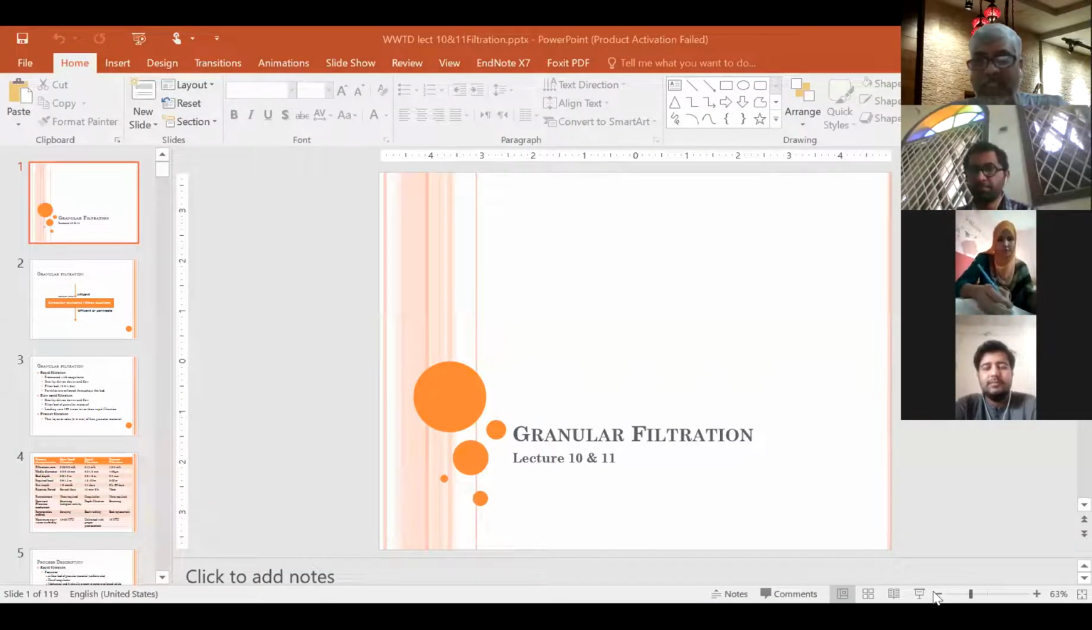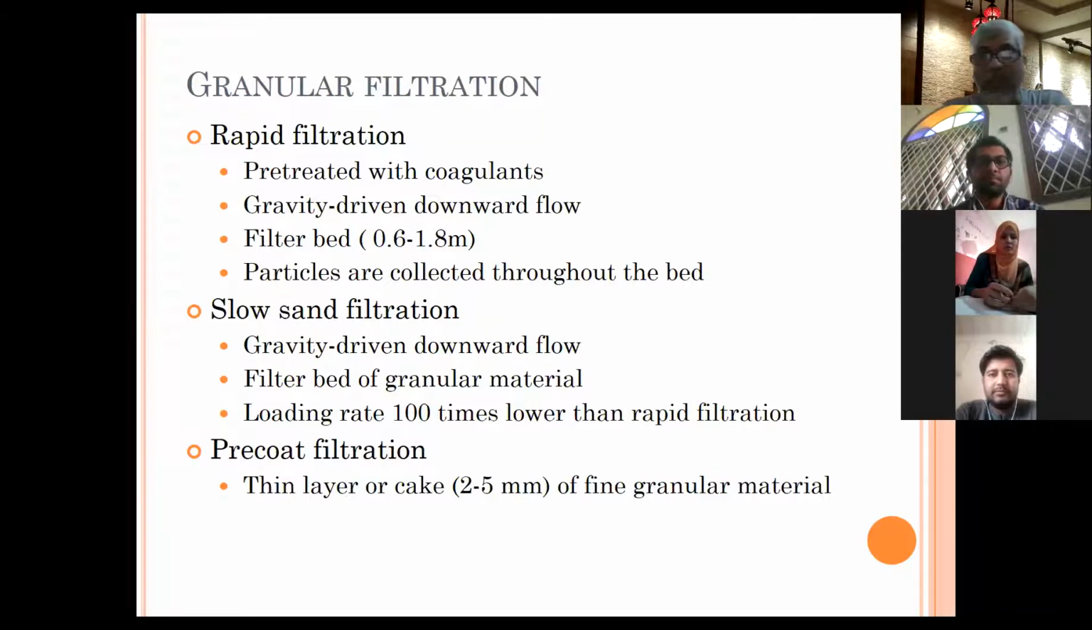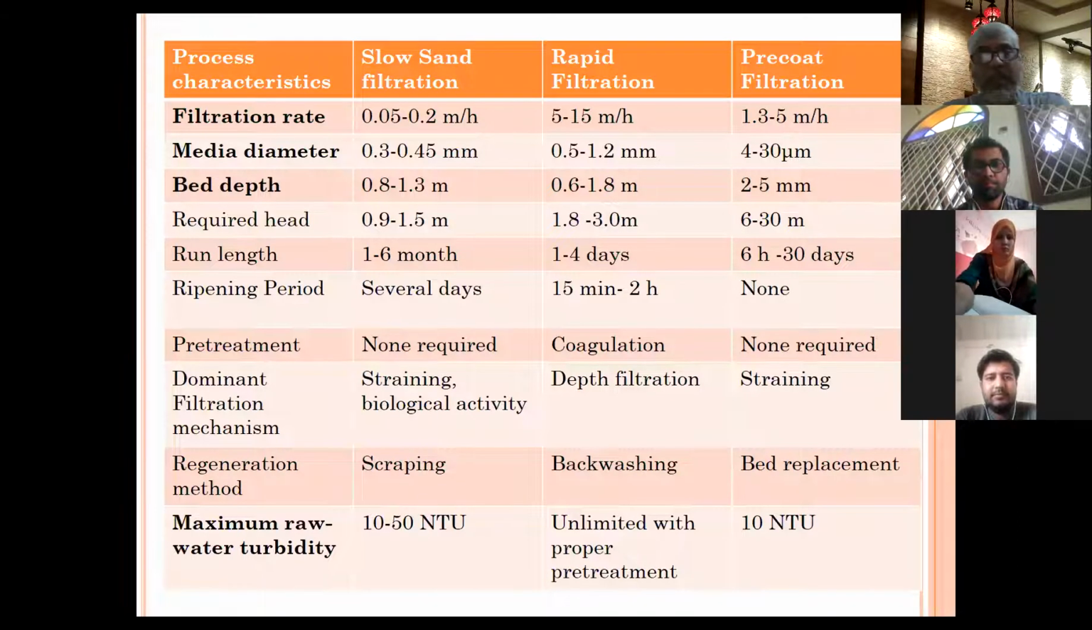Okay, I think in the last class we were discussing filtration, as far as I remember, right? So filtration is a process in which we separate solids from liquid. This is a physical process. We discussed that there are two types of filtration, rapid sand filtration and slow sand filtration. I also talked a little bit about pre-coat filtration, and we discussed the differences between slow sand filtration and rapid sand filtration.